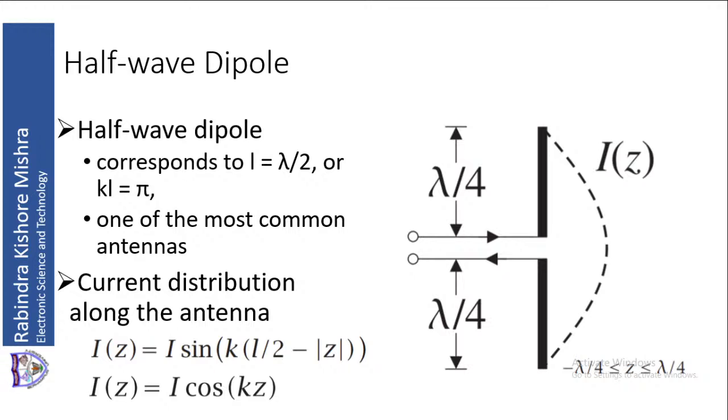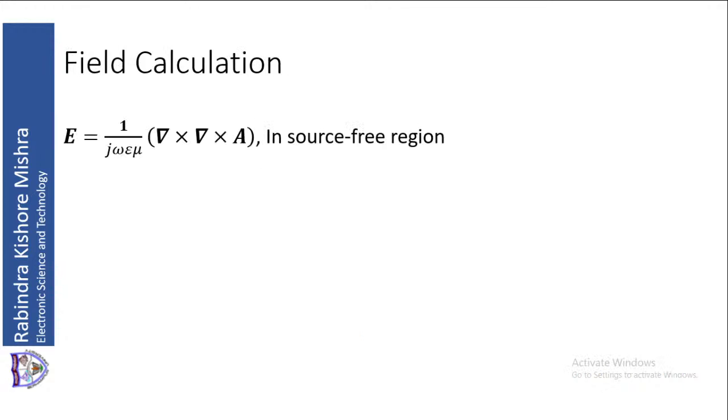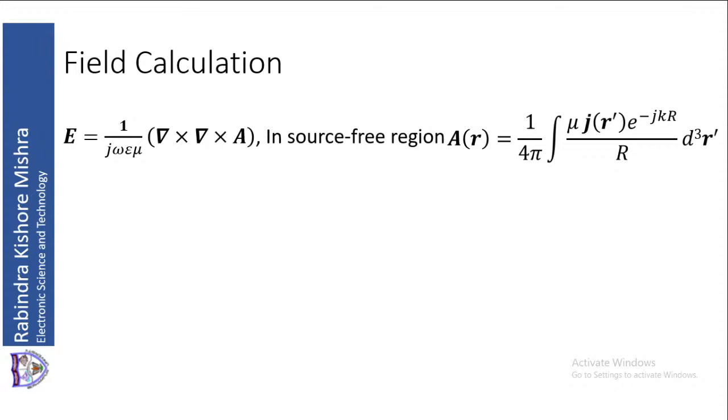So the calculation of field for a half wave dipole antenna will start with this. For field we know E, the electric field, is equal to 1 by j omega mu curl of A in a source free region, that we know. So A is equal to 1 by 4 pi integration of J r dash exponential minus jkR by R, integrated over the volume. Capital R is the distance between the source and the observation point. So that we know, capital R is equal to r minus r cap dot r dash.